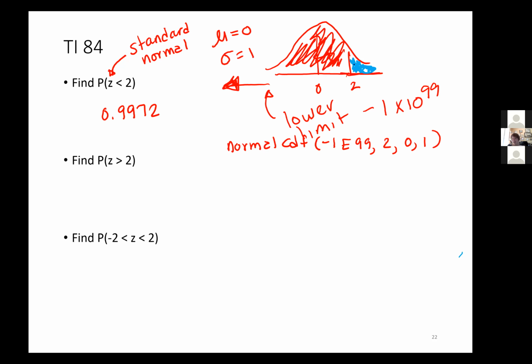Or using your calculator, you just change your lower and upper limit. Let me show you how to do that. Because what you're going to do, if you're interested in finding the probability, the area under the curve to the right of a number, then your upper limit, you're going to type in a really big number. Okay?